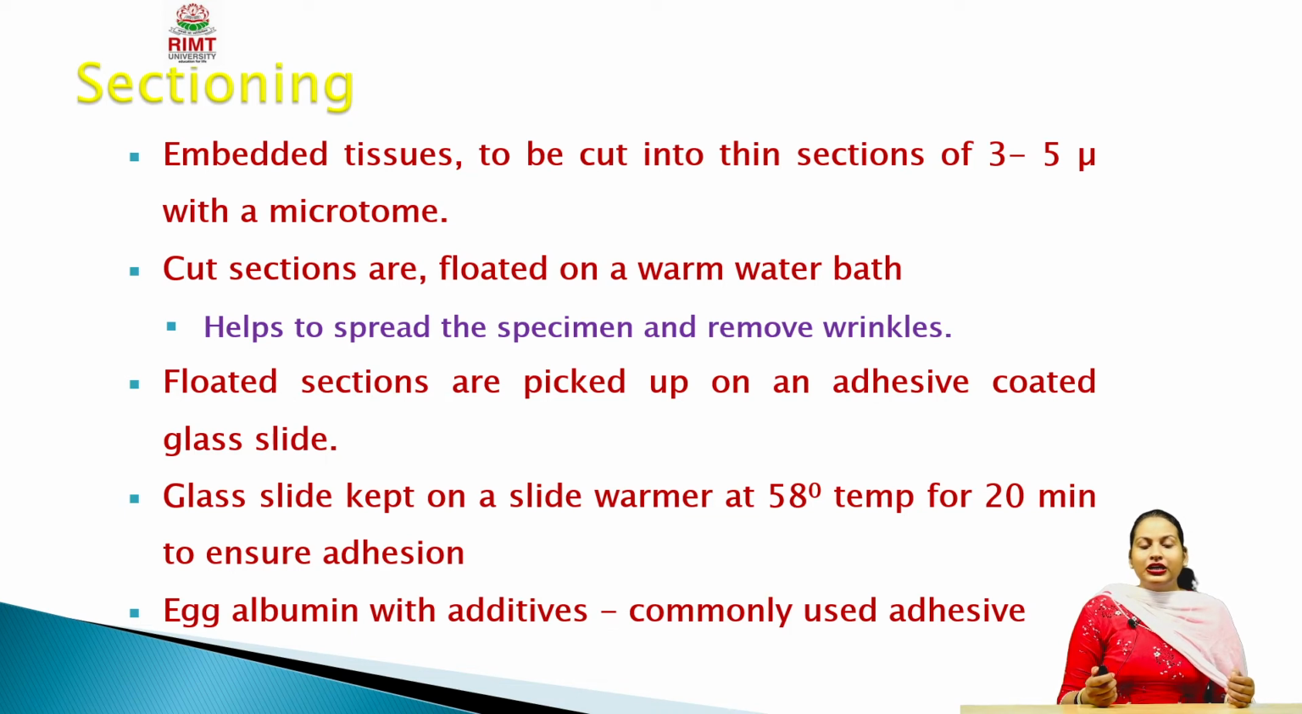Then comes sectioning: the embedded tissue is cut into thin sections of 3 to 5 microns with the microtome. The cut sections are floated on a warm water bath, which helps to spread the specimen and remove wrinkles. Floated sections are picked up on an adhesive coated glass slide. The glass slide is kept on a slide warmer at 58 degrees Celsius for 20 minutes to assure adhesion, and egg albumin with an additive is commonly used as the adhesive agent in sectioning.